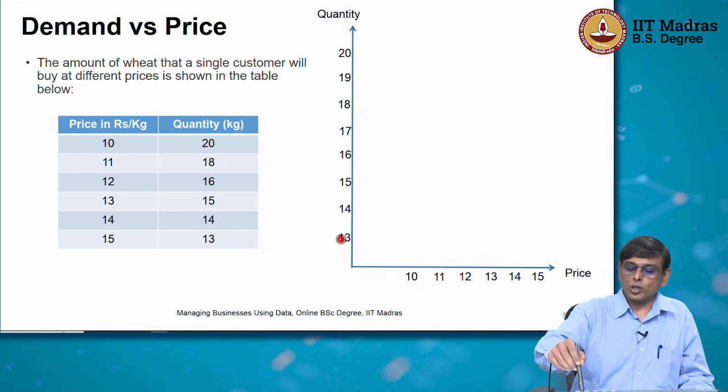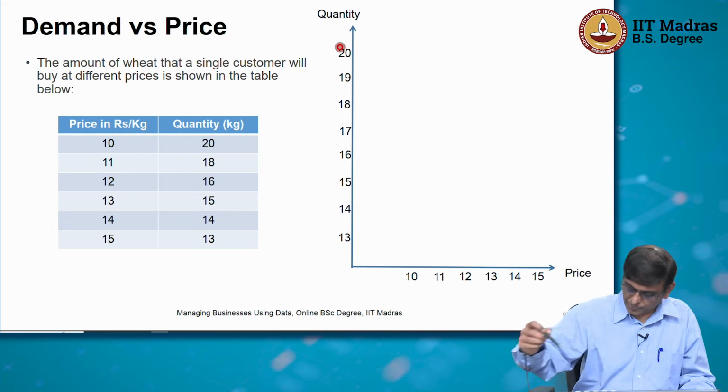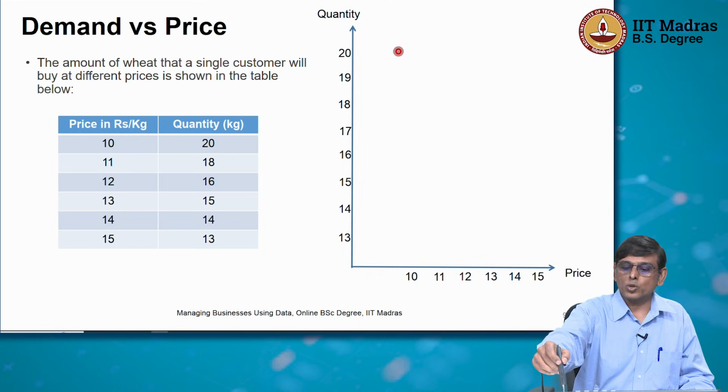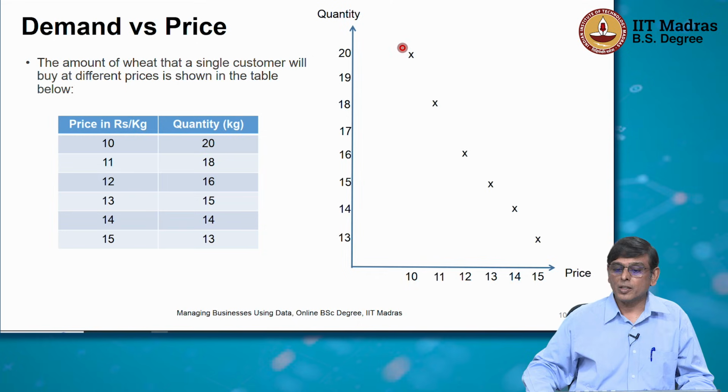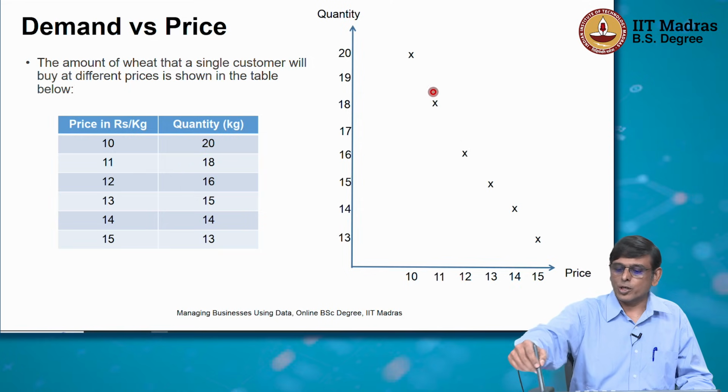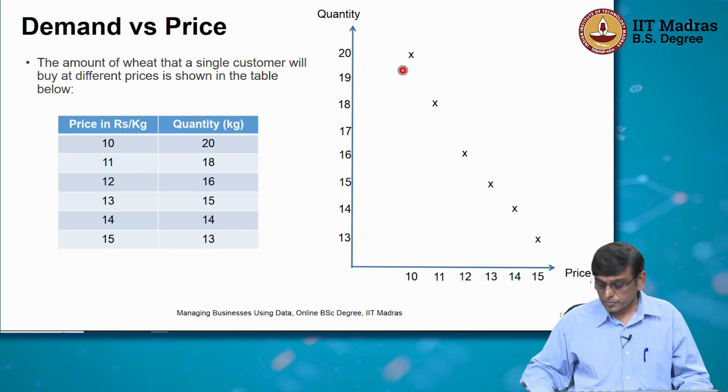Here, let me put the quantity like this: 13, 14, 15, up to 20. And each of these points I can plot. So for 10 there is 20, so there will be a point here, presumably, like that. For 11 there is 18, like that I can plot all the points. So that gives me some points.